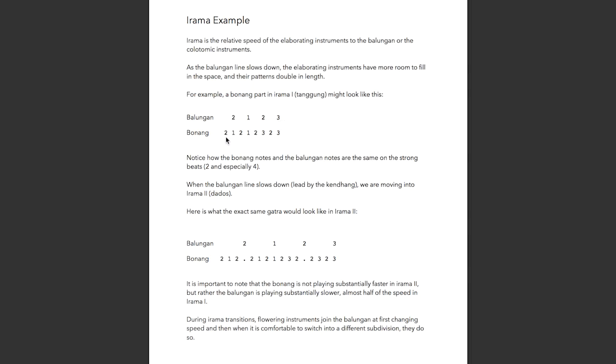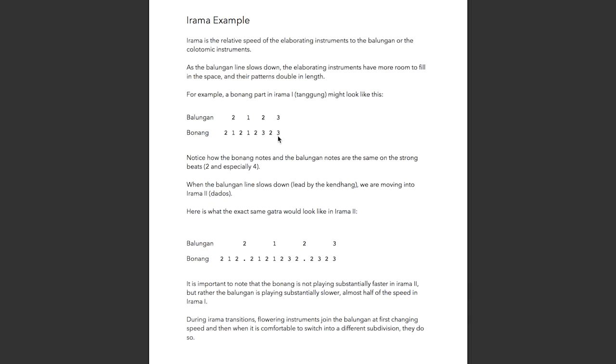So the bonang is going to be playing this exact pattern, the same notes as the balungan, but playing it twice, and twice as fast. So what I want you to look at is our weak beats. Notice how on the weak beats, the 1 in the bonang is playing at the same time as the 2 in the balungan. But then on the stronger beat, these notes agree, right?